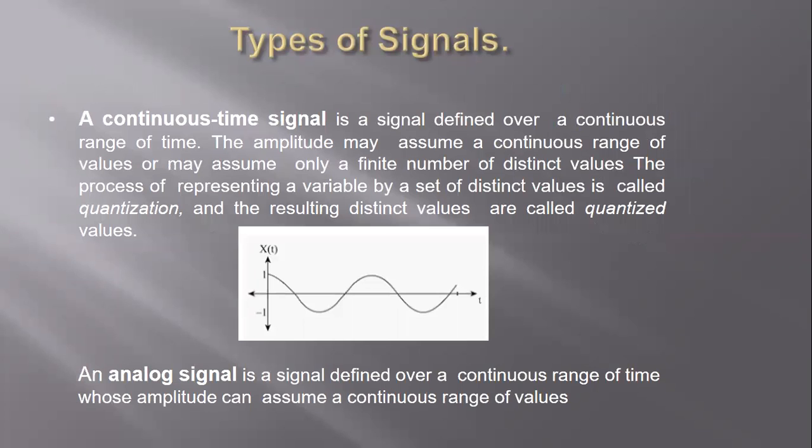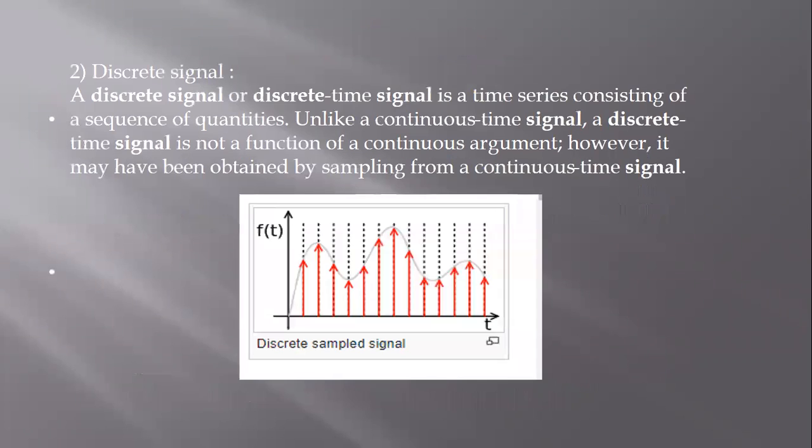Before understanding the digital control system, first let's try to understand various types of signals. A continuous time signal, as you can see in the diagram, is defined over a continuous range of time. The amplitude of the signal may vary over a finite number of distinct values. The process of representing a variable by a set of distinct values is called quantization, and the resulting distinct values are called quantized values. An analog signal is a signal defined over a continuous range of time whose amplitude can assume a continuous range of values.